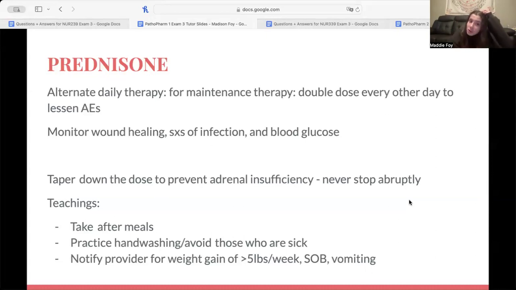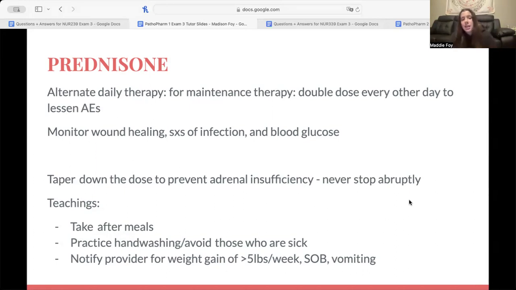In general, you want to monitor wound healing, the clinical manifestations of infection, as well as blood glucose, and that's all related to impaired inflammation, infection, and blood sugar control. Especially if your patient's a diabetic, it can make their blood sugar a lot harder to manage. With prednisone, you want to taper down the dose to prevent abrupt adrenal insufficiency. So you should never stop that abruptly.